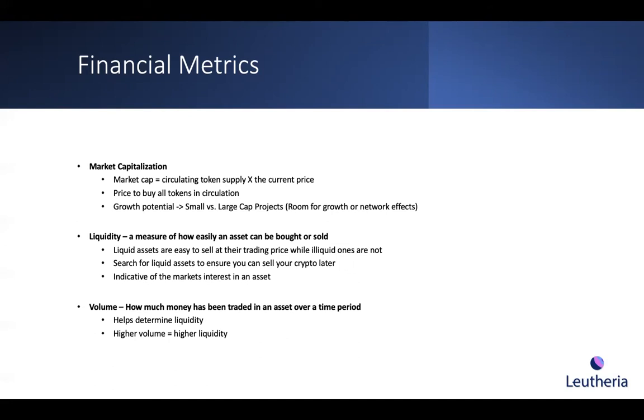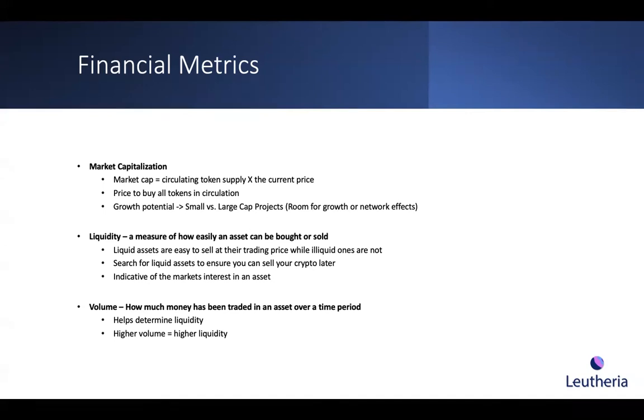The second metric here is liquidity. And this is really just a measure of how easily the asset itself can be bought or sold. So if something is liquid, it means the asset is easy to sell at the current trading price. An example of a liquid asset would be Bitcoin. If you wanted to go onto a Bitcoin market right now and sell your Bitcoin, there would be a buyer right there ready to buy it at the current price because there's a lot of buyers and sellers in that market.